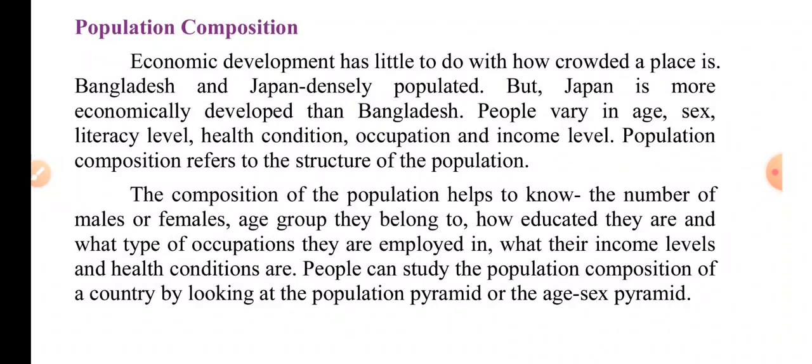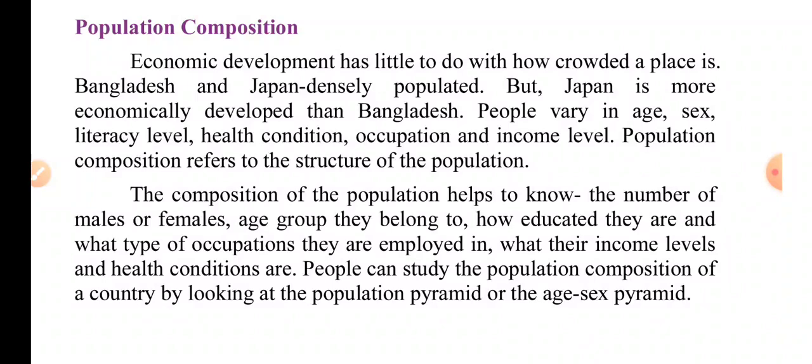And next is population composition. Economic development has little to do with how crowded a place is. Bangladesh and Japan are densely populated, but Japan is more economically developed than Bangladesh. People vary in age, sex, literacy level, health conditions, occupations, and income level. Population composition refers to the structure of the population.